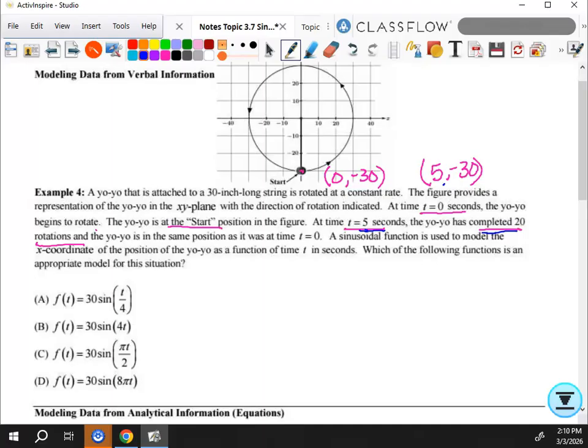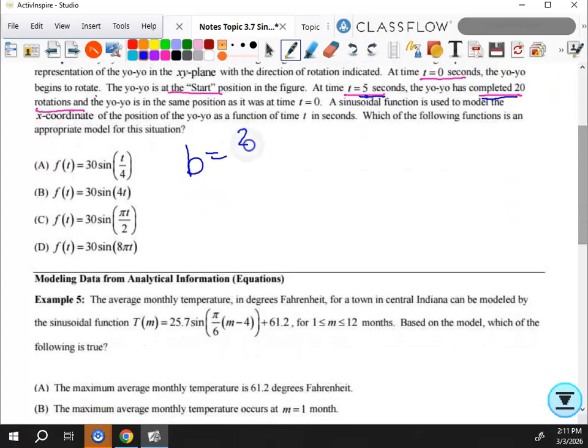So we set up a little fraction: 5 seconds, time on top, to complete 20 rotations. I would put the little labels so you make sure you put the right numbers in the right spot. Then we reduce that, and we get 1/4. That is the period. When you set up your little fraction, that is 1 period, regardless of whether it's sine or cosine. So then, to find b, because that's the only thing that's changed, b is going to be, every time, 2 pi divided by 1/4.